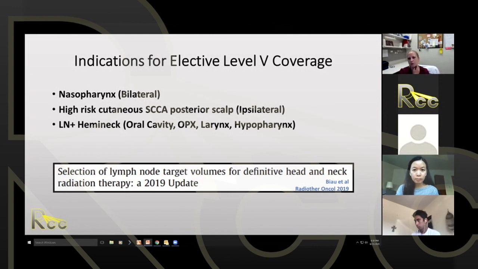So for example, if you have a base of tongue primary, you have 2 lymph nodes located in left level 2. The left neck is now involved, so you would cover the left level 5. If the right neck is radiographically negative, then you don't have to cover level 5 in that specific case.